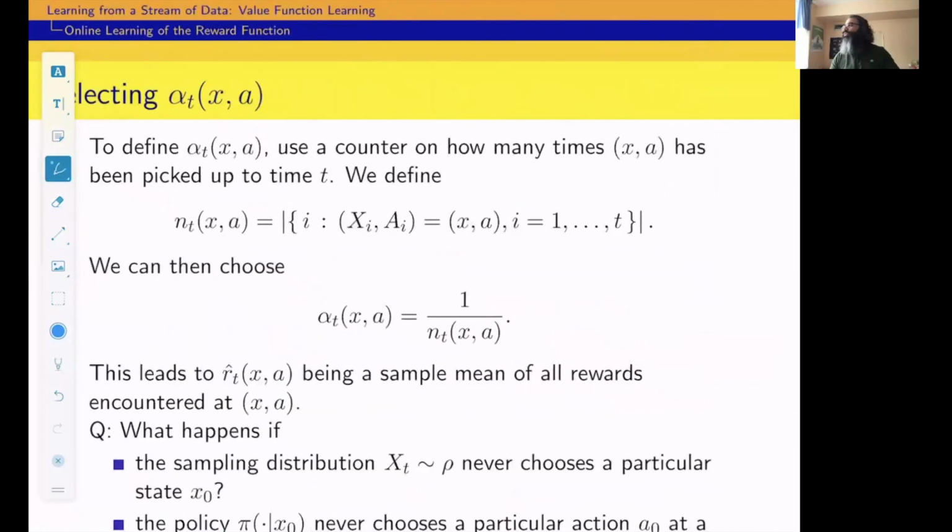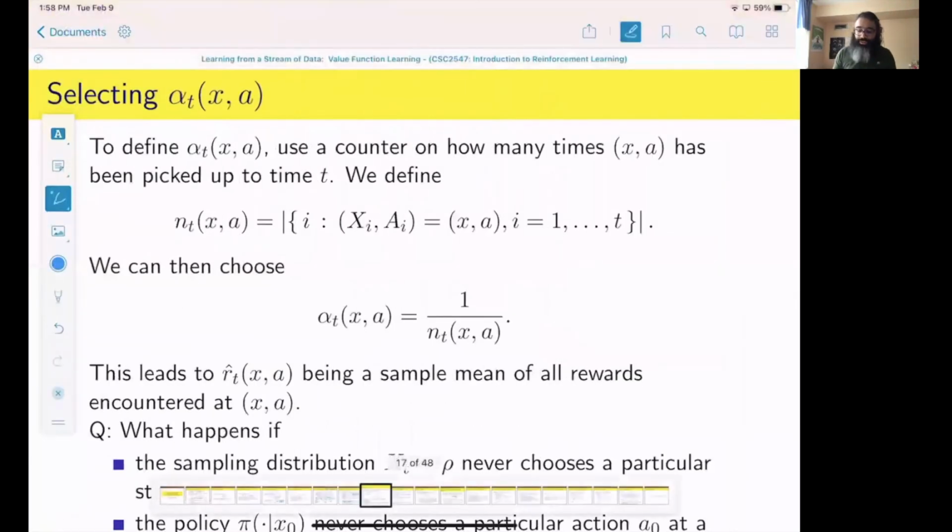Okay, so let's try to finish this part. The question is how should we choose alpha t? The idea is that we can do it as before. We essentially need to define it to be a sequence with those properties. One way to define it is that we use a counter on how many times x and a has been picked up to time t.